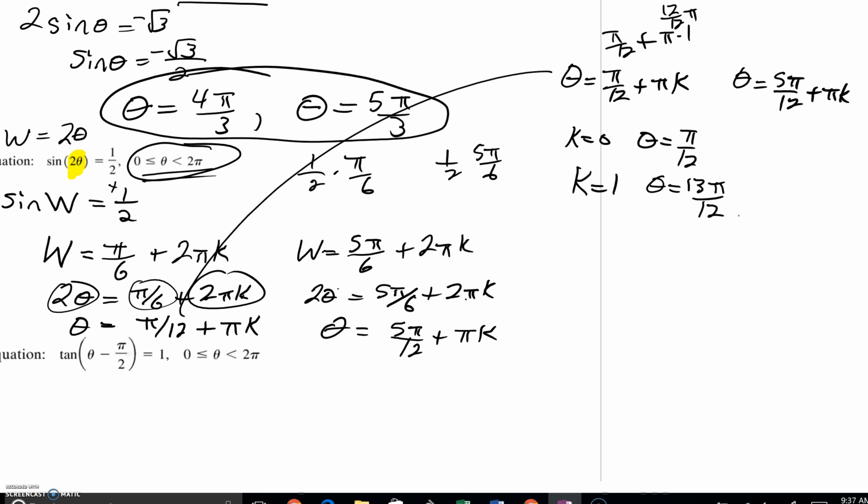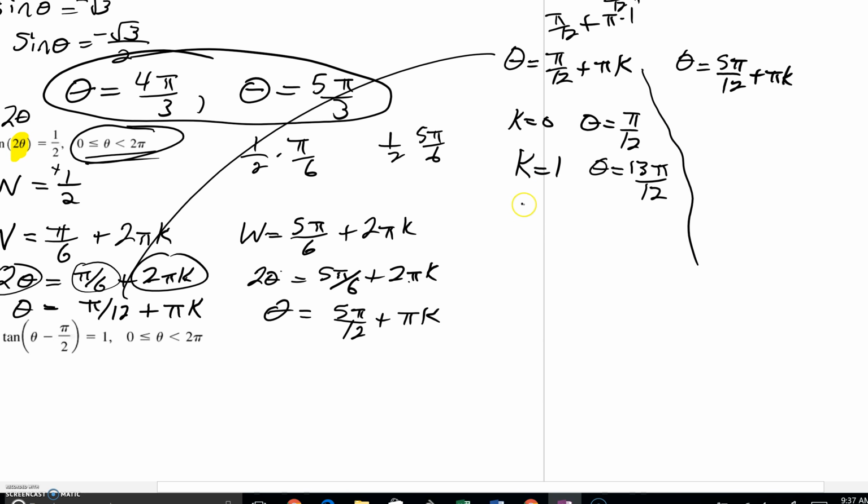See, your period is changed when you put in a 2 theta. In fact, you're doubling that cycle. Your sine wave is going to be, the period is actually cut in half. It's going to go through a lot more cycles. So you get more angles in this regard. You do the same thing over here. Now, by the way, if you had k equals 2, that's too big, right? 2 pi plus pi over 12 is going to get to be too big.